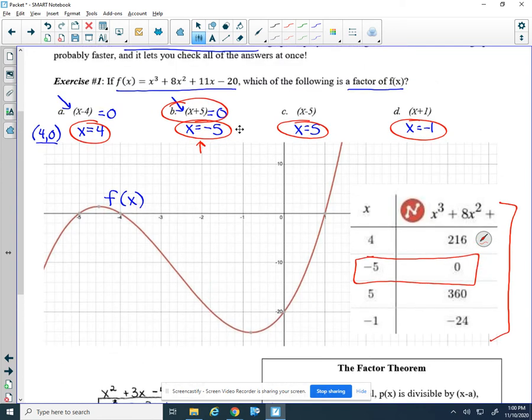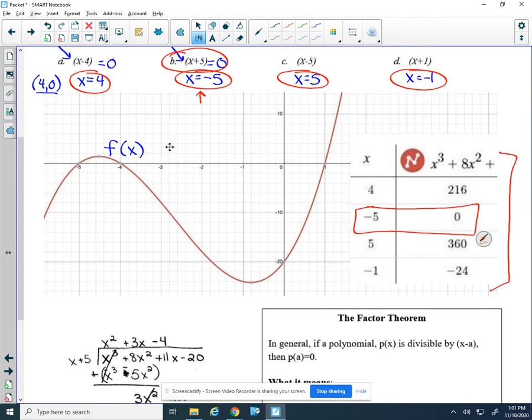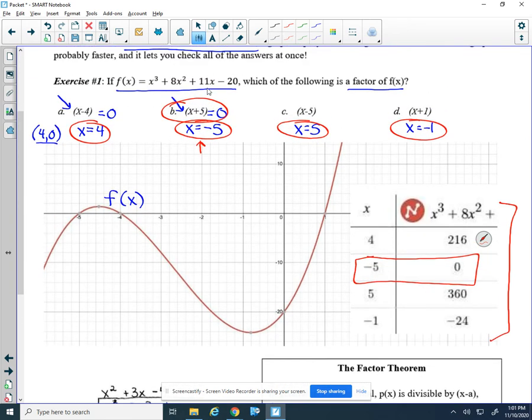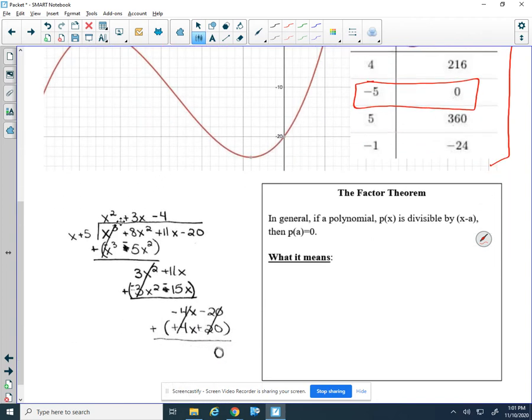What I also did here was, for this problem, here's my f of x, x cubed plus 8x squared plus 11x minus 20. Here is that f of x divided by x plus 5, and I see, yes, it does work. When I did this long division, I got 0 as a remainder, so that was the correct answer.